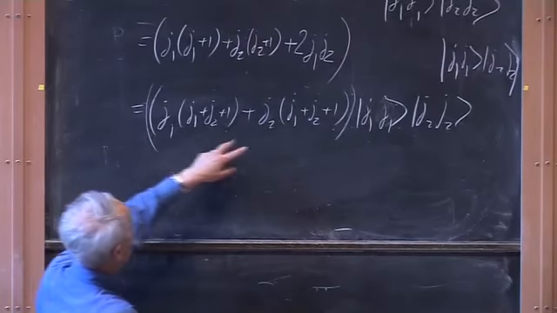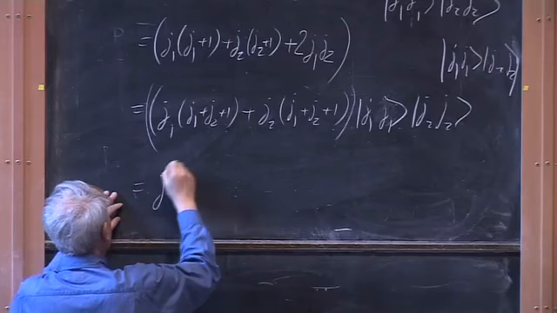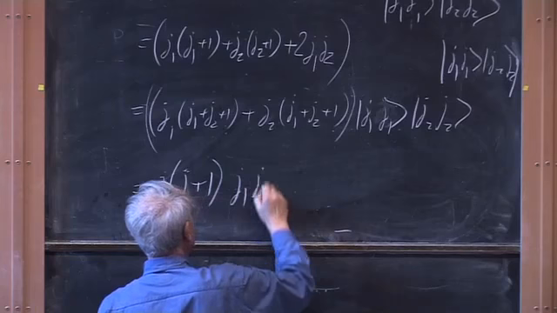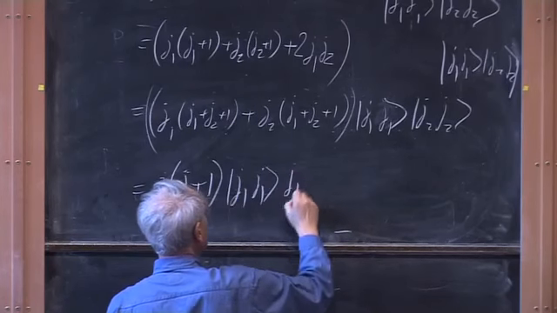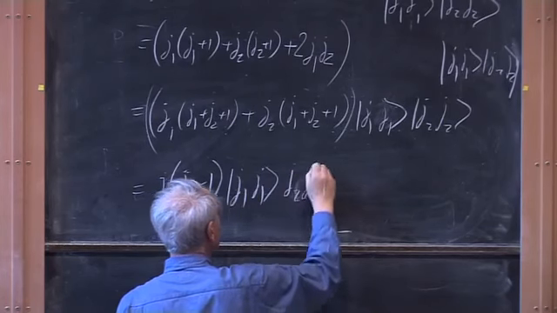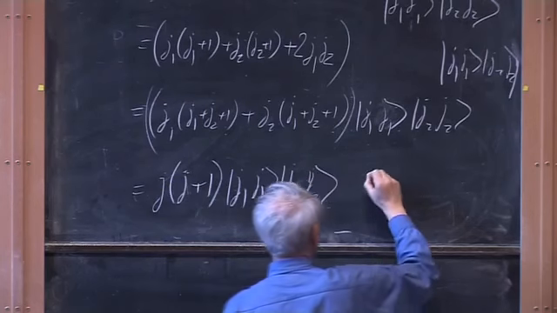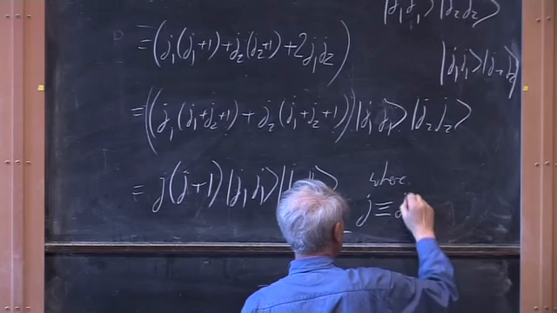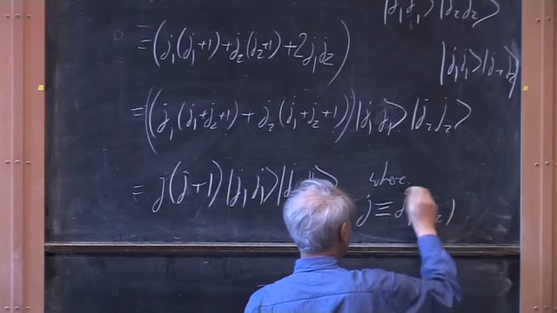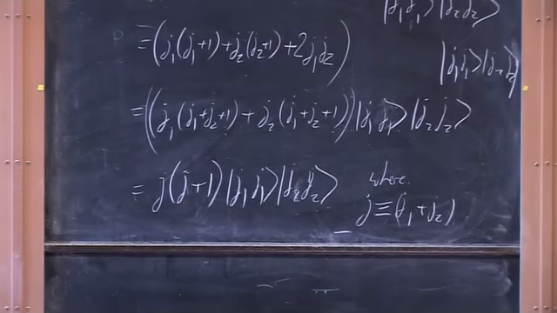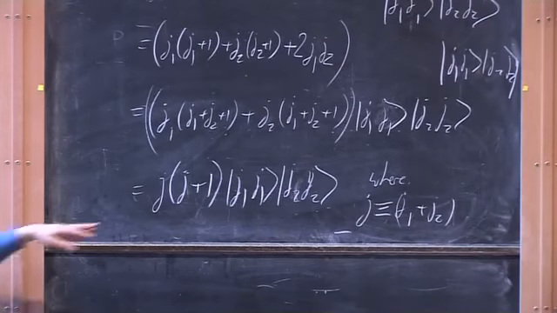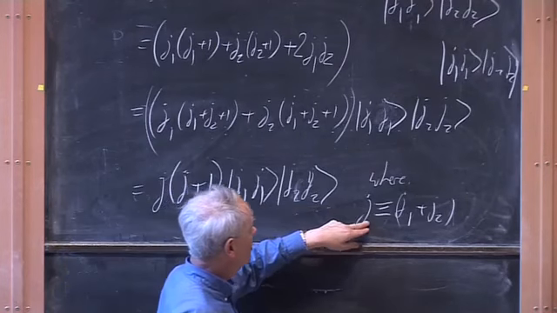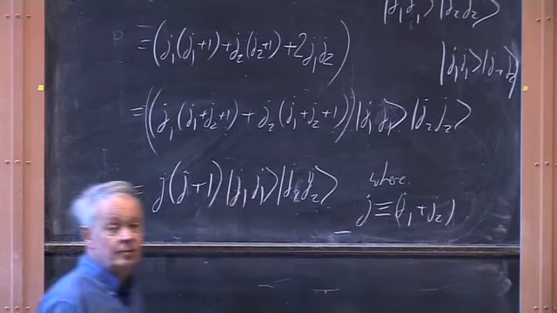And now I can immediately see that this is j plus 1 of j1, j1, j2, j2, where j is j1 plus j2. So that proves the conjecture we started with, that this object is an eigenstate of the box with the total angular momentum eigenvalue j1 plus j2.